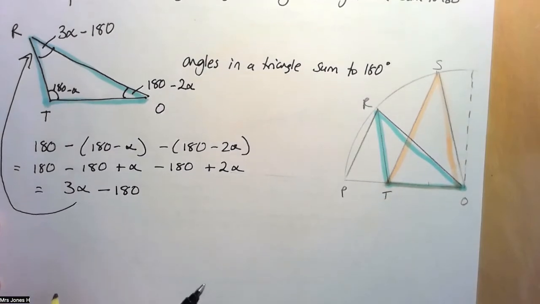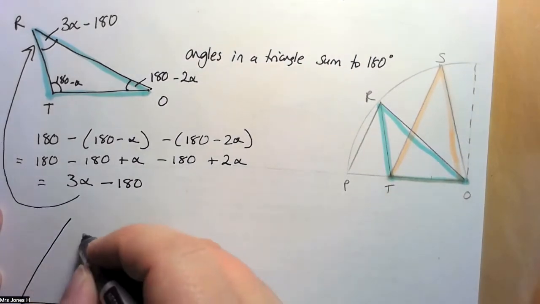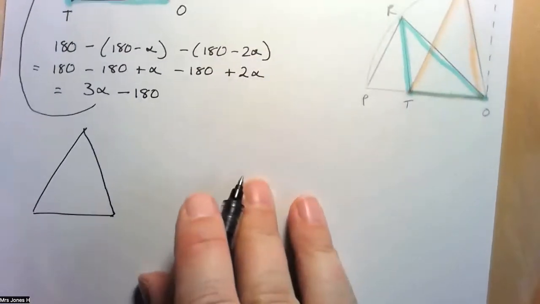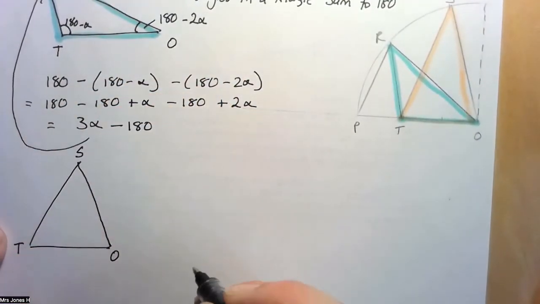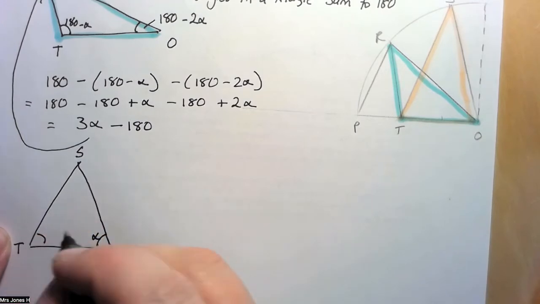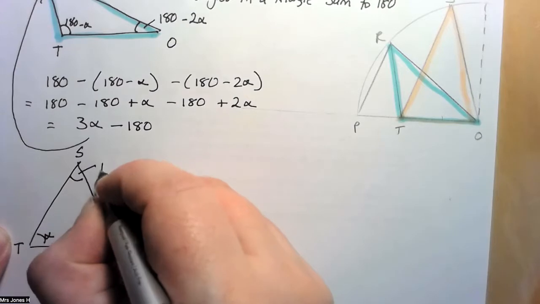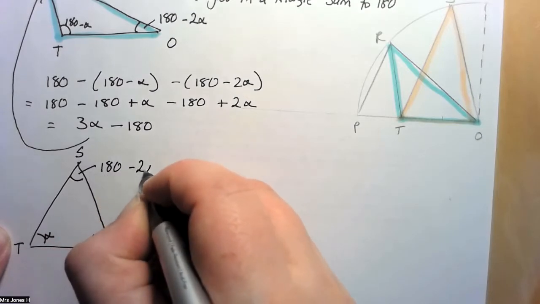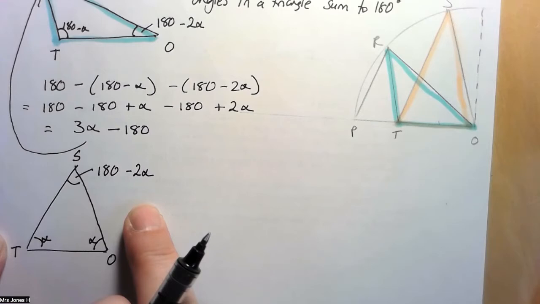We know this is an isosceles triangle. So this is STO. We know that these two angles here are theta. Therefore, we can calculate this one is 180 subtract 2 theta, because angles in a triangle sum to 180.